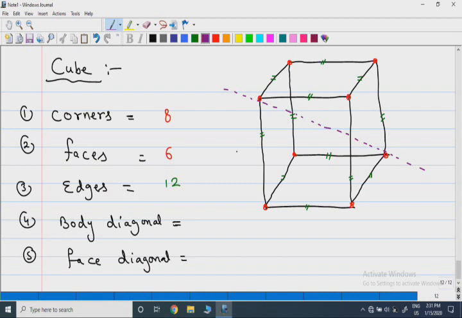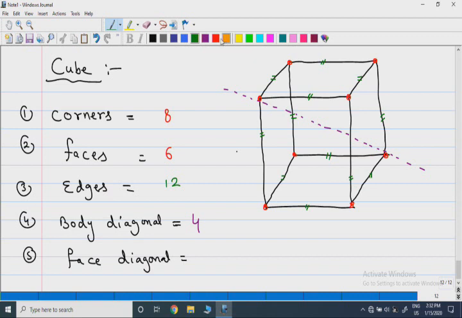Okay, good, Itanagar. Yes, absolutely correct. There must be 4 body diagonals. True. Okay, let's talk about the face diagonal. Guys, remember, you have to remember all these points. These are very important.